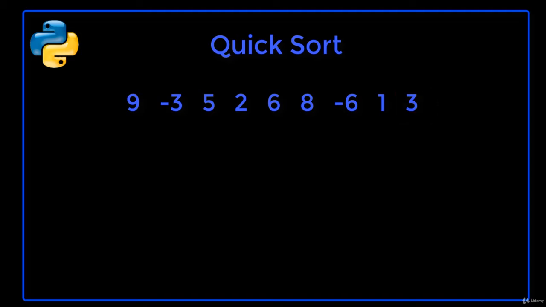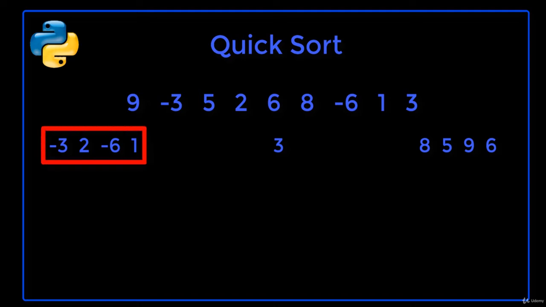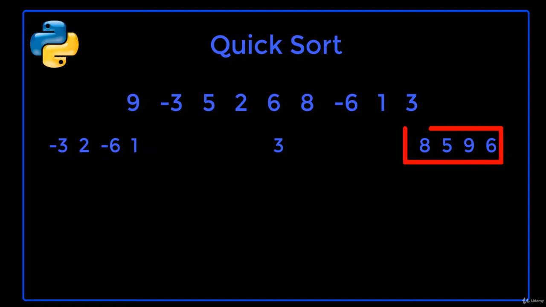We now divide the main collection into two sub-collections. To the left come anything less than the pivot. To the right come anything greater than the pivot. So any number less than 3 will be put in the left sub-collection. Any number greater than 3 will be put in the right sub-collection.